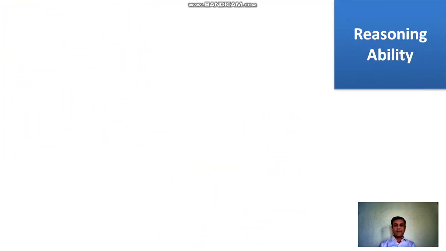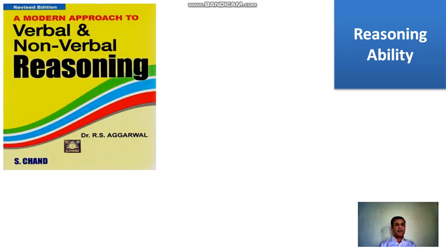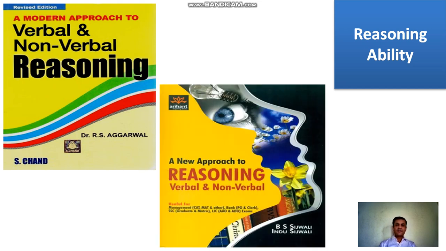Coming to the reasoning ability part. In reasoning ability, according to me, Verbal and Non-Verbal Reasoning by R.S. Agrawal is a very good book. You can refer it. The second book is by Arihant Publishers. This is also a good book. You can buy any book as per your choice.